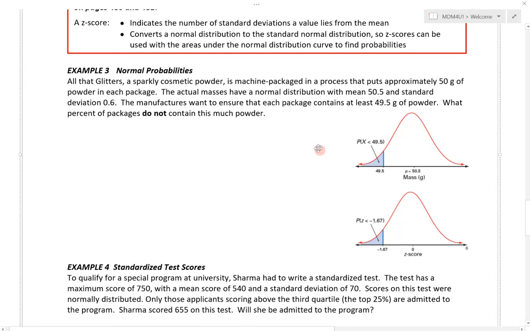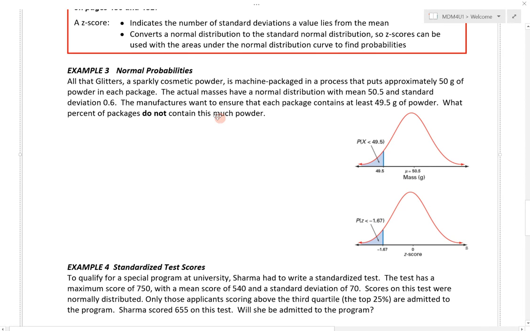Okay, so let's look at an example to help us understand this. Example 3, normal probabilities. All that Glitters, a sparkly cosmetic powder, is machine packaged in a process that puts approximately 50 grams of powder in each package. The actual masses have a normal distribution with a mean value of 50.5 and a standard deviation of 0.6. The manufacturers want to ensure that each package contains at least 49.5 grams of powder. What percent of packages do not contain this much powder?